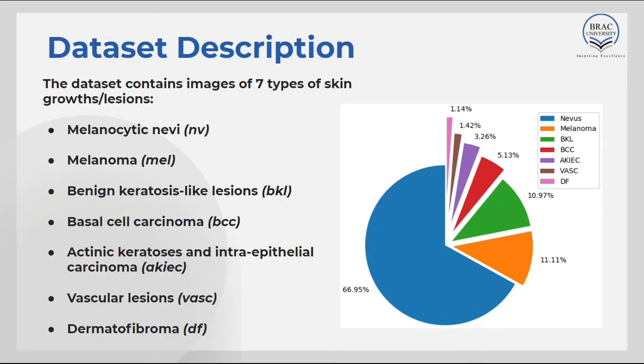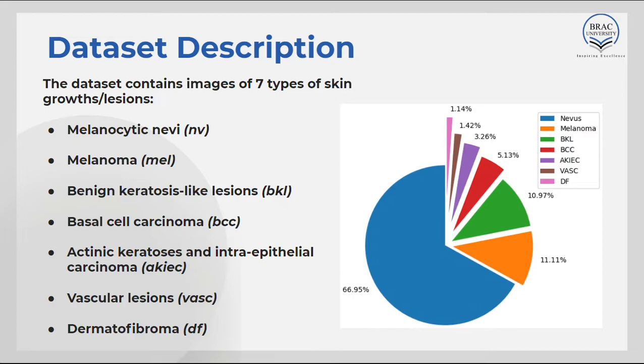The images in the dataset are mainly categorized into 7 different categories of skin growths: melanocytic nevi, melanoma, benign keratosis-like lesions, basal cell carcinoma, actinic keratosis and intraepithelial carcinoma, vascular lesions, and dermatofibroma. Of the 7 aforementioned types, only 3 are cancerous: melanoma, basal cell carcinoma, and actinic keratosis and intraepithelial carcinoma.